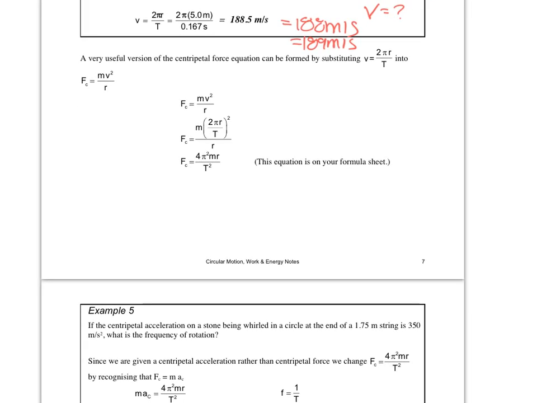Okay, a very useful version of centripetal force can be formed by substituting this into Fc equals mv squared over r. So Fc equals 4 pi squared mr over T squared. Now again, this isn't directly on your formula sheet. However, we do know that F equals mass times acceleration. It does say that, ac is equal to 4 pi squared r over T squared.